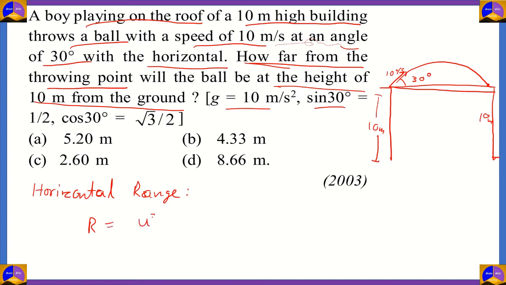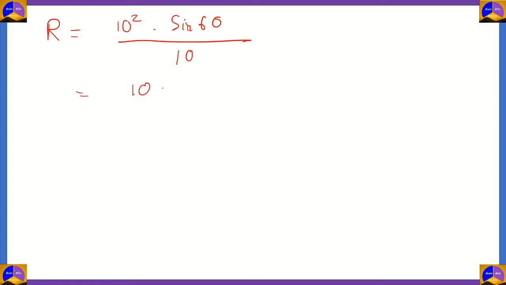So r will be given as u squared times sine of 2 theta divided by g. Let's apply the formula. So r will be equal to 10 squared times sine 60 divided by g, which is 10. So we have 10 times sine 60, that is root 3 by 2. So it becomes 5 root 3. So you have 5 times 1.732.